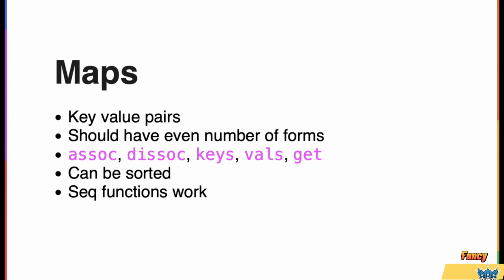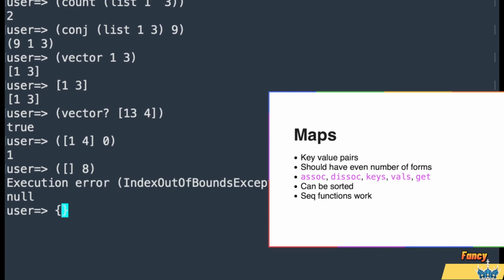Maps are a collection of key-value pairs and can be defined using the literal form of curly brackets. The keys in a map are generally a keyword. Maps also implement the ISeq interface, which means that all sequence functions like count and conj will work for maps.